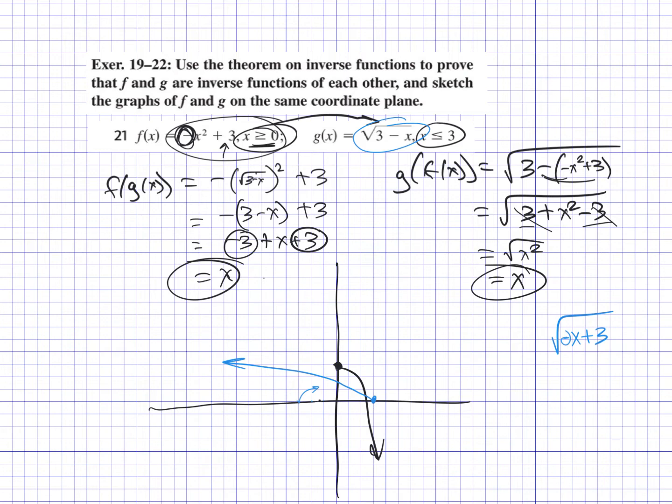Think about it. If you tilted your iPad or whatever down to the left 90 degrees, you would have the original square root of x plus 3, and then you put a negative in front of the x, it would reflect it the other way. So that's what you get. All right, let's go ahead and move on.